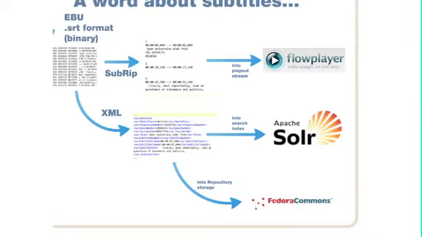Anyway, enough of that. Basically, we did all that, and we put it into SubRip, which is a format that can be used by most streaming media servers, and can be displayed, in this case, by FlowPlayer. And the XML stuff, we pushed that into Solr to make it searchable, and that was really straightforward. And we put the original content into the Fedora repository.